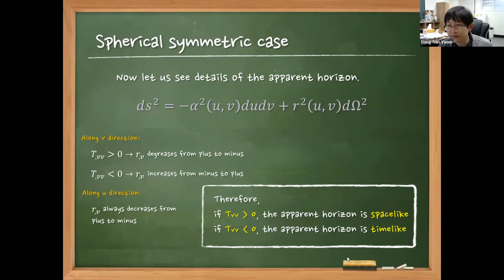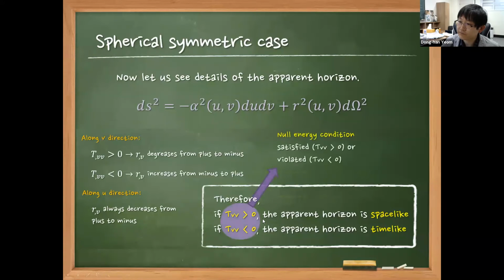But in the general dynamical case, if TVV is greater than 0, then it's space-like. TVV less than 0, then it's time-like. Then what is the physical meaning of TVV? TVV is the incoming energy flux.